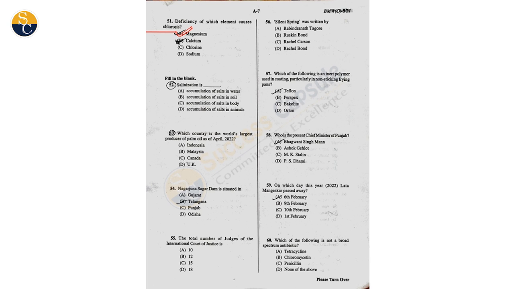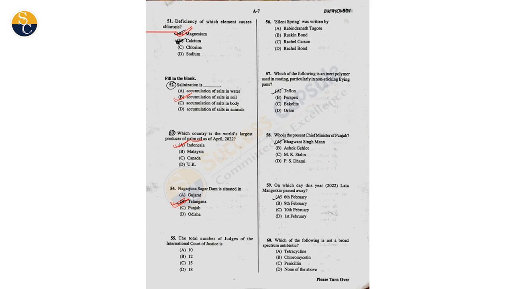Next, salinization is the accumulation of salt in the soil. B is the correct answer. Which country is the world's largest producer of palm oil? Answer is A, Indonesia. It is followed by Malaysia, Thailand and Colombia. Next, Nagarjun Sagar Dam is situated in? It is situated in Nalgonda district in Telangana and Palnadu district in Andhra. So, B.